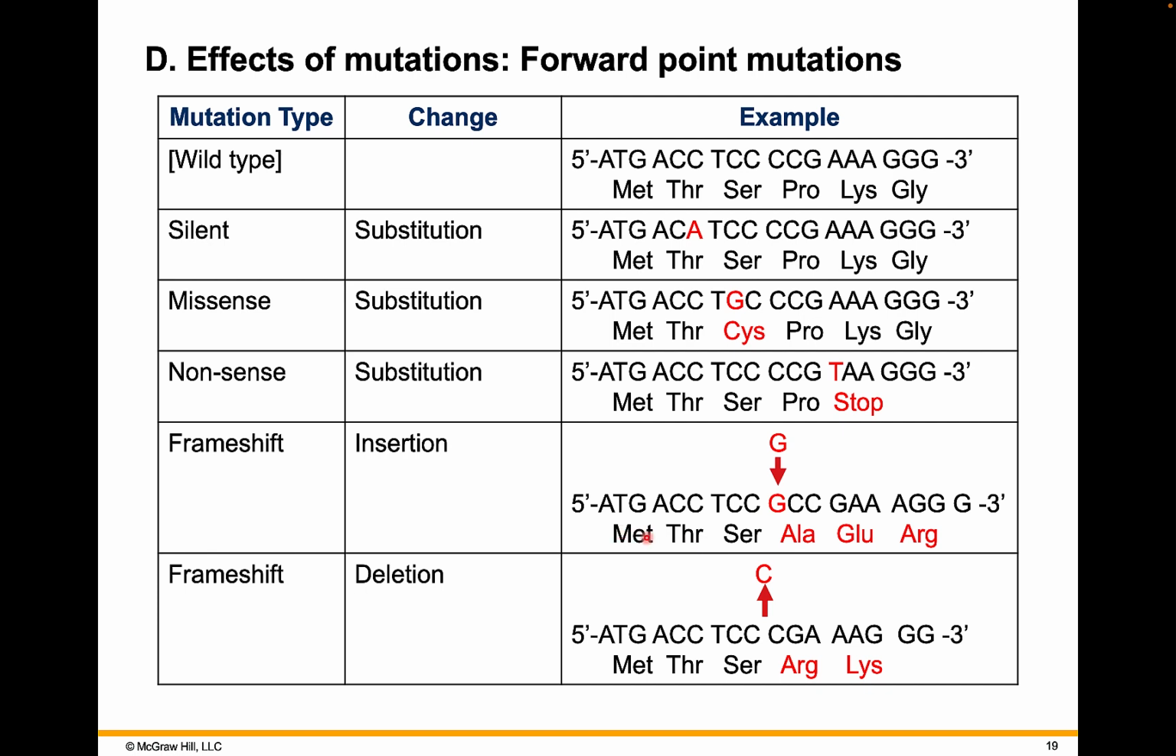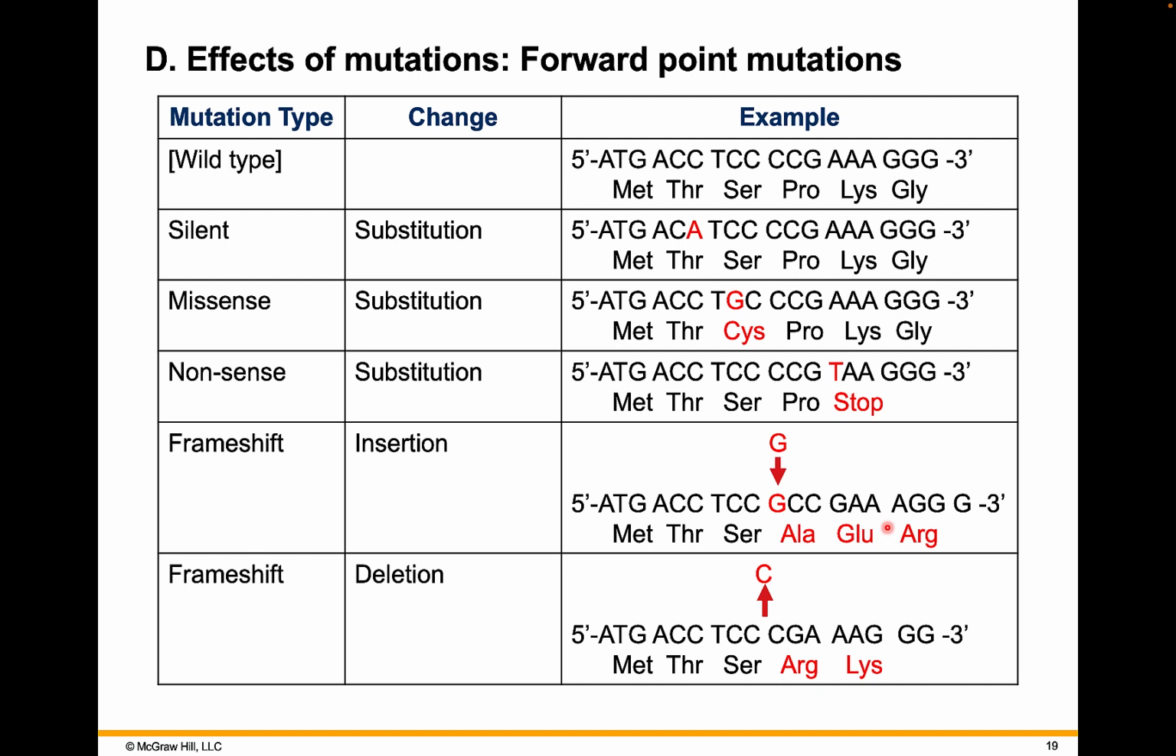Up to this point it is perfectly fine: methionine, threonine, serine. As soon as you put a G in here, the entire reading frame after this is changed. Instead of CCG, proline, AAA, lysine, and GG, glycine, the reading frame now changes to GCC, GAA, and AGG, which become alanine, glutamic acid, and arginine. So the entire reading frame is changed, and usually this leads to a very drastic mutation.